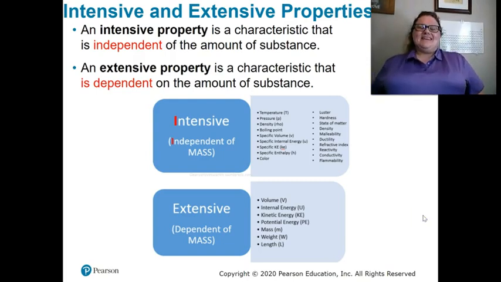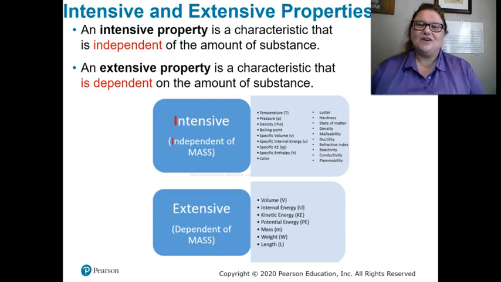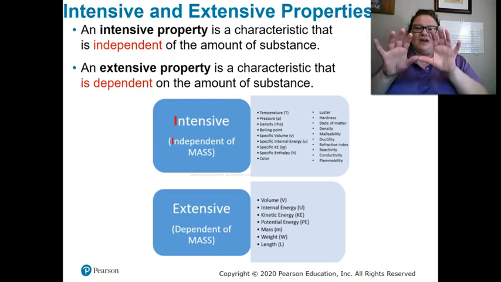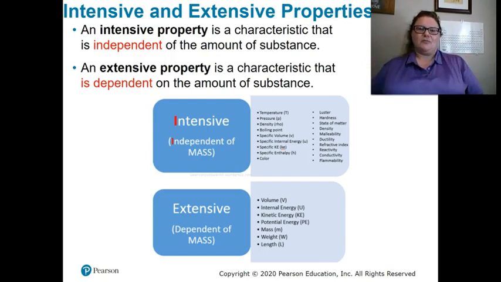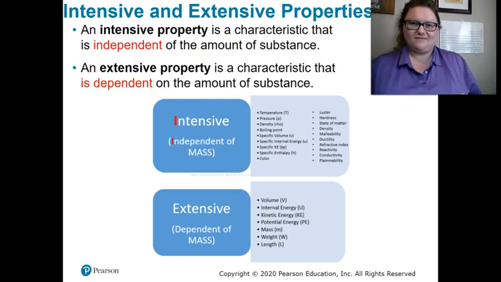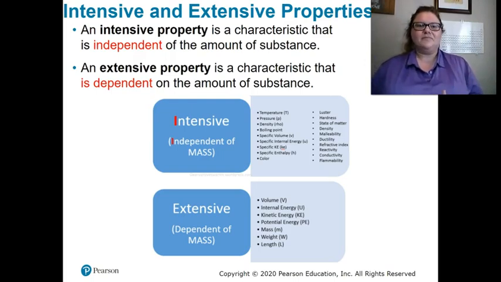Okay. Intensive and extensive properties. So these are now other branches for properties that we can use to have a collection of descriptive words. We talked about physical and chemical. These are kind of larger pools of words.